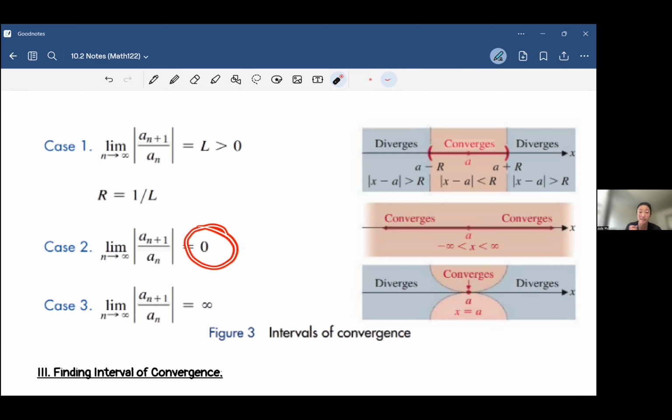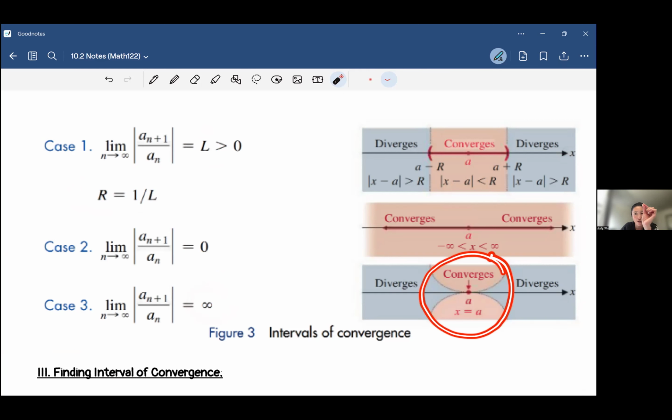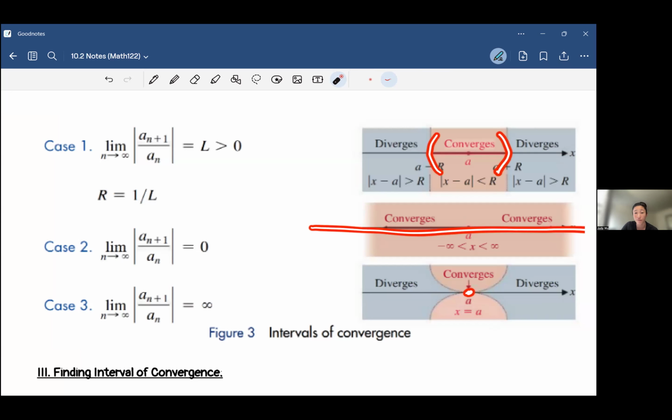However, if we get the 0 out, maybe we've got a degree that's bigger in the denominator than the numerator, it's going to converge everywhere on the entire number line. But if we get an infinity out, then it's only going to converge at that one point. All right, so we could see here, this is just one point, whereas this is the whole number line, and this is only a specific region.